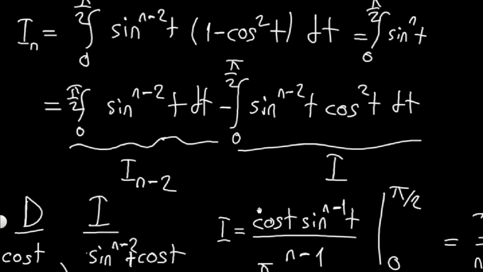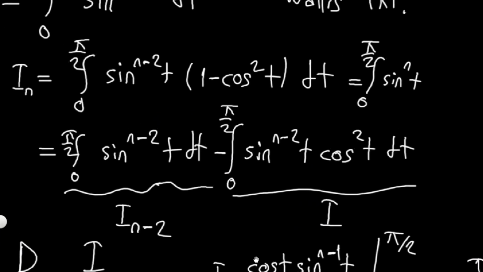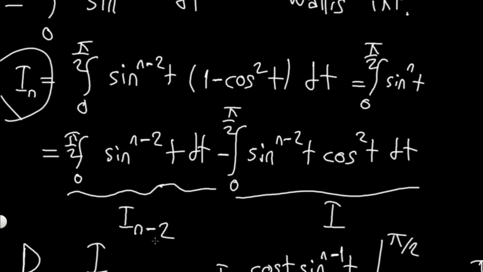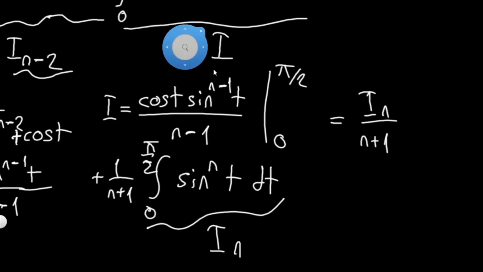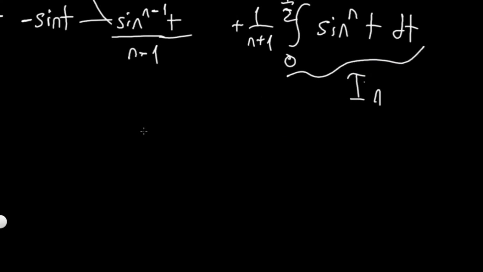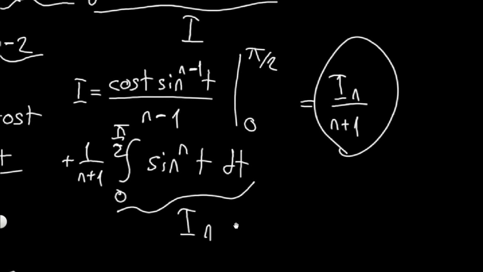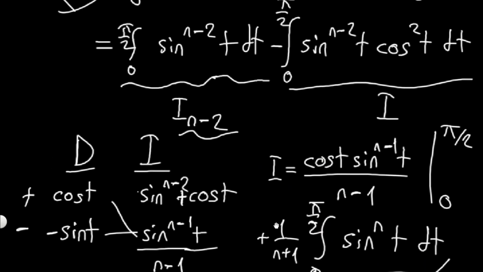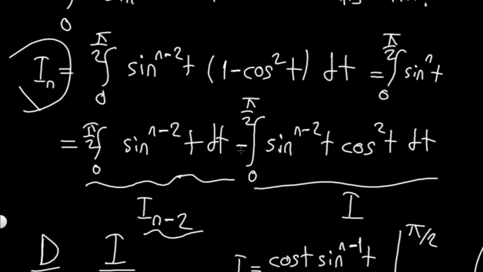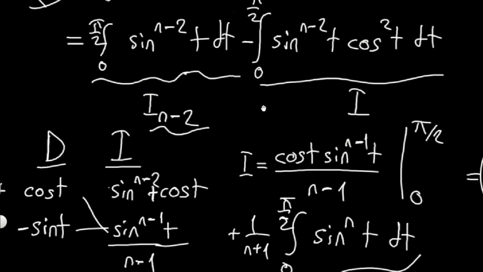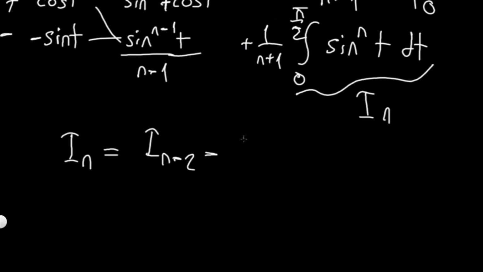So let's go back here and substitute it. I said I_n is equal to I_{n-2} plus this thing. Let's just put it here. I_n is I_{n-2}. Did I get a minus? I have the minus here, so I have minus 1 times I_n over n plus 1. Okay, cool.